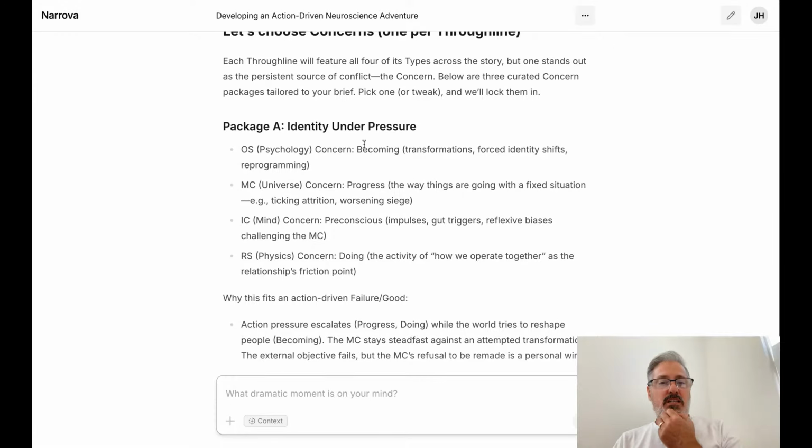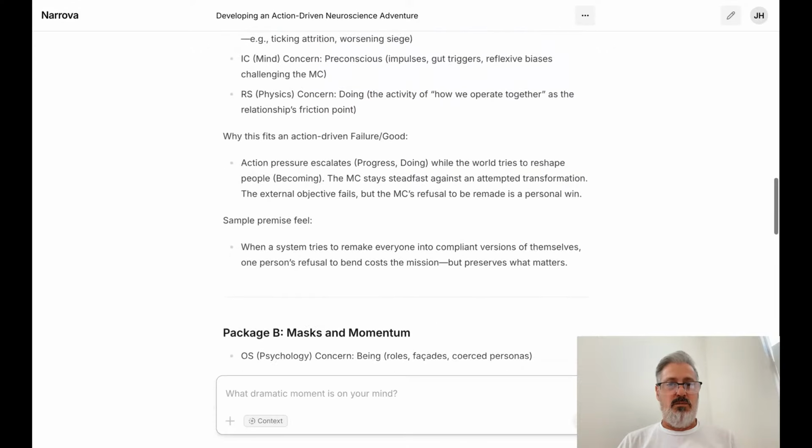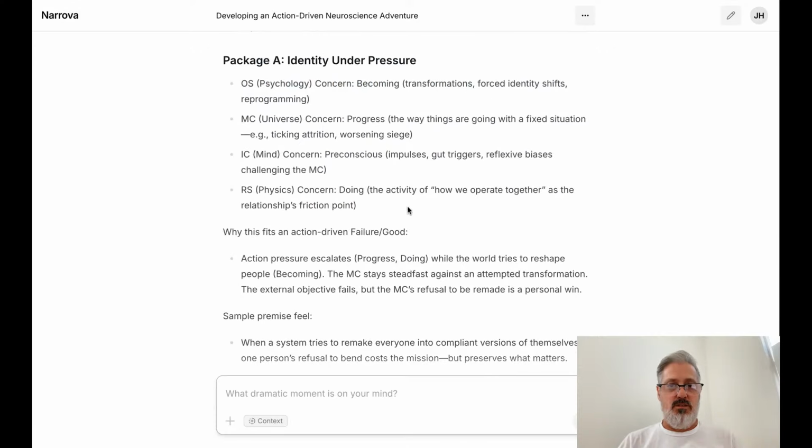So here, identity under pressure. This one is interesting because this concern should be Being. The other three are aligned with each other. So that one's a little bit off, but that'll be interesting because I will show you how that's going to work.